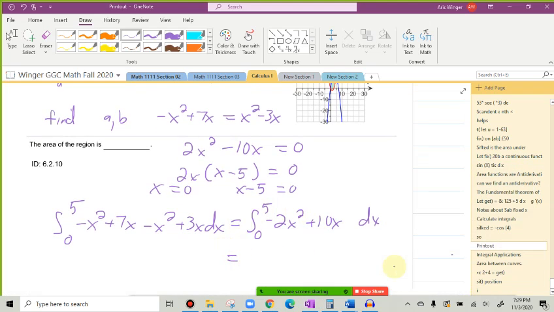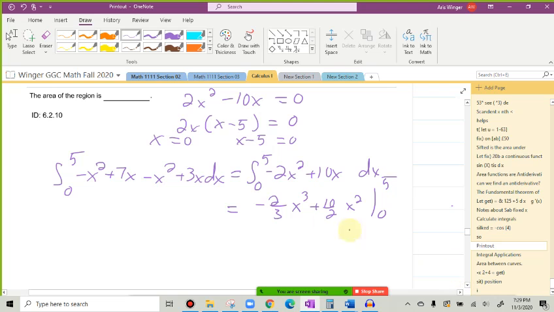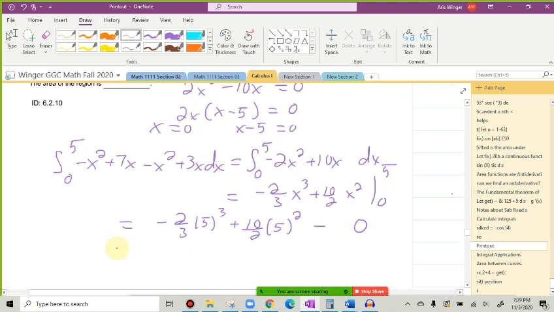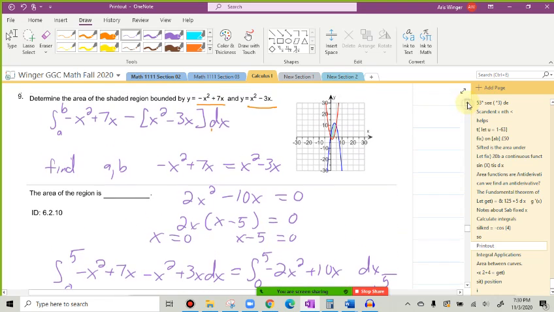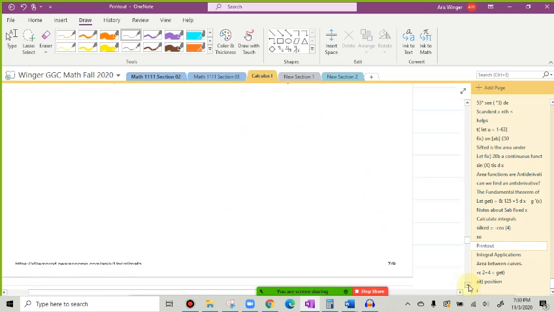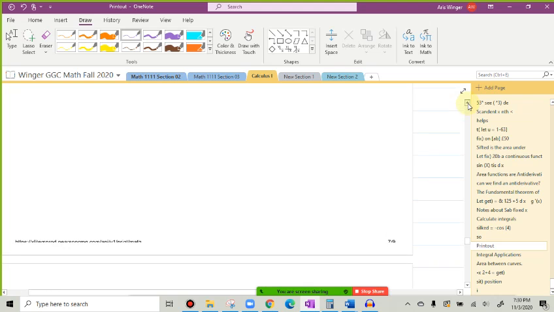This is equal to, by the fundamental theorem of calculus, negative 2/3 x cubed plus 10 over 2 x to the second, evaluated from 0 to 5. Plugging in the 5 to 0 and subtracting, this is minus 2/3 times 5 to the third plus 10 over 2, 5 to the second, minus 0. Plugging in 0 gets you nothing. That might turn out to be nice. 250 over 2, 125. So this is minus 250 over 3 plus 250 over 2. And you just reduce that with the fraction. Oh, great. All right, excellent. All right, we'll stop the recording there.